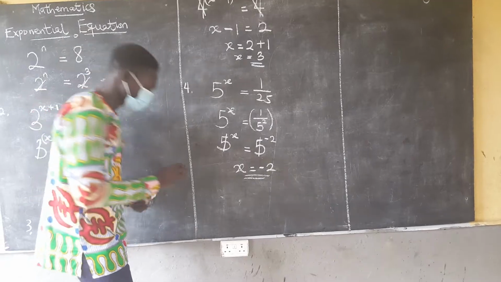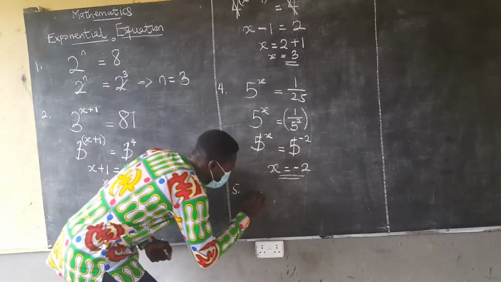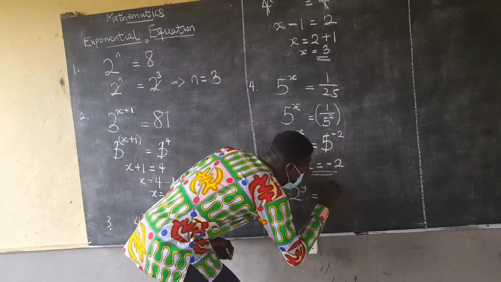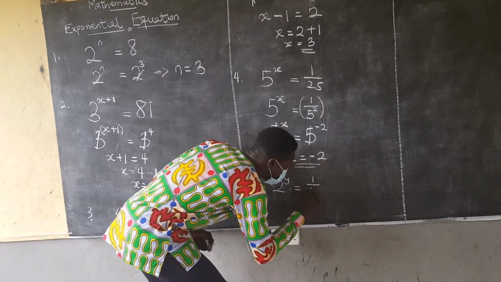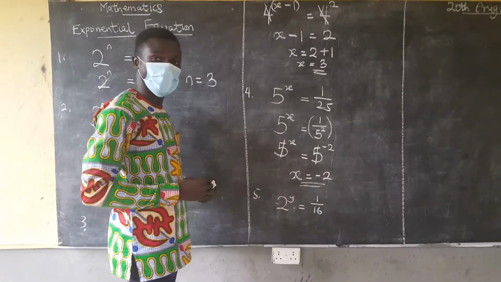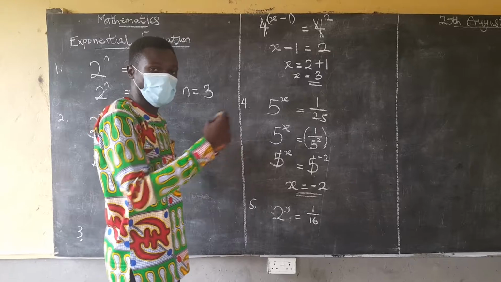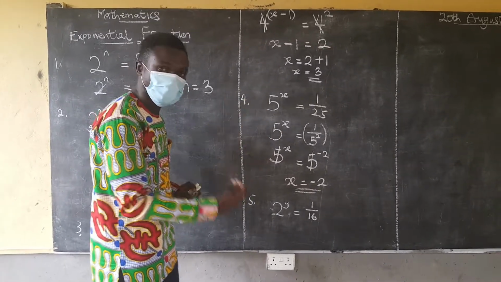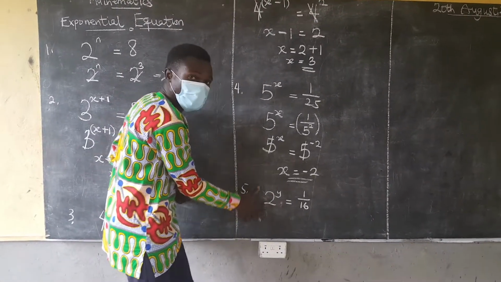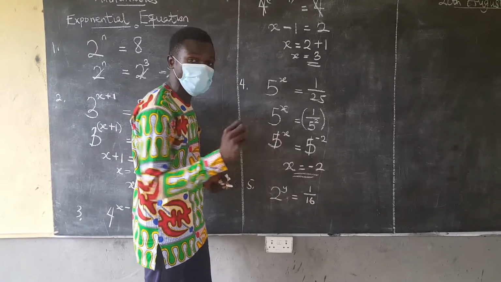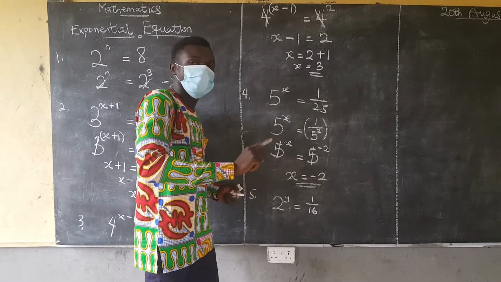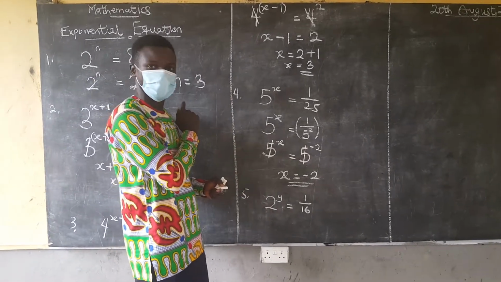Let's look at the fifth one. Let's say we have 2 raised to the power y is equal to 1 over 16. When we look at the number here, its base is 2. So this 16, we have to write as a power of a number in terms of this base.